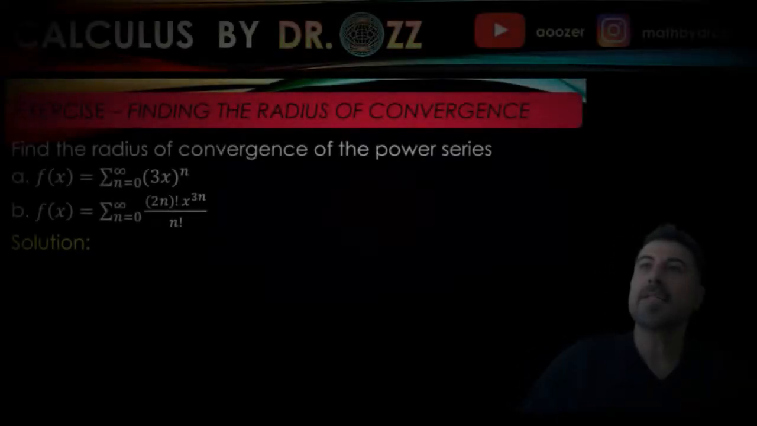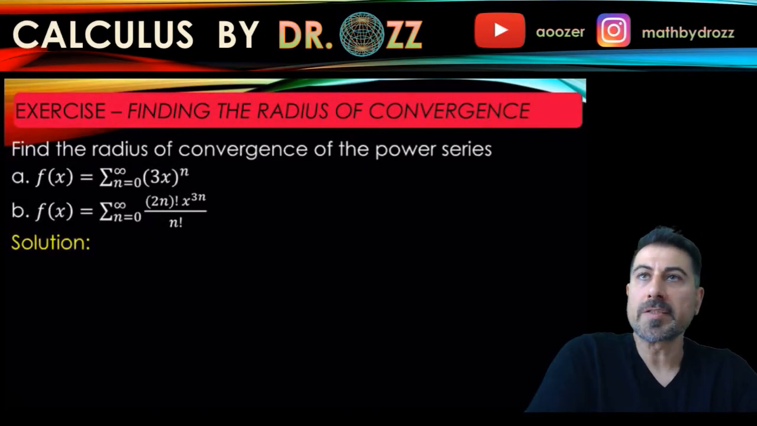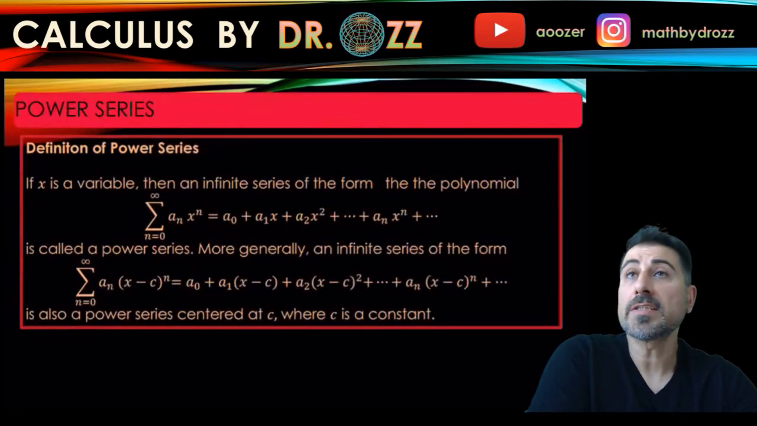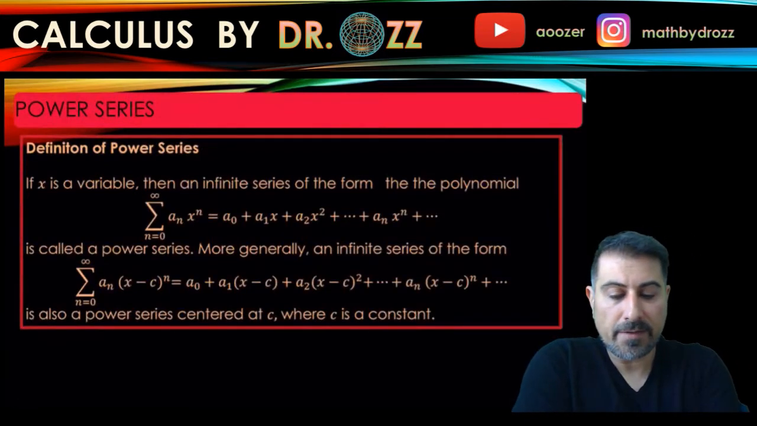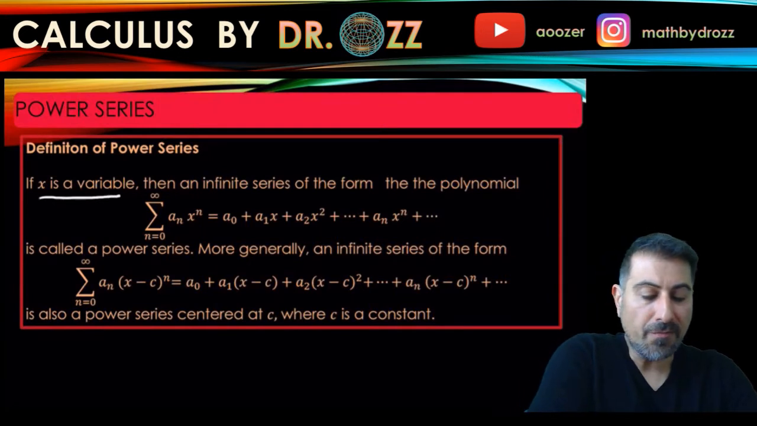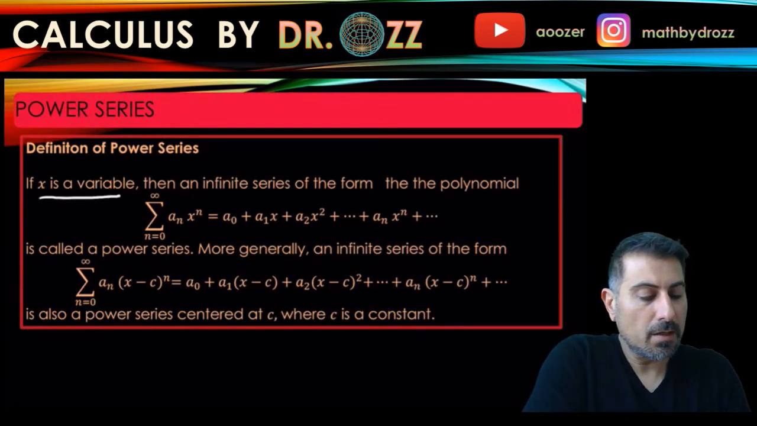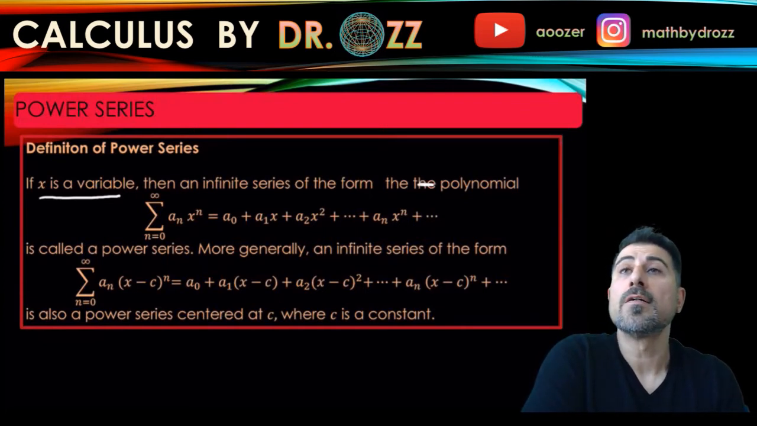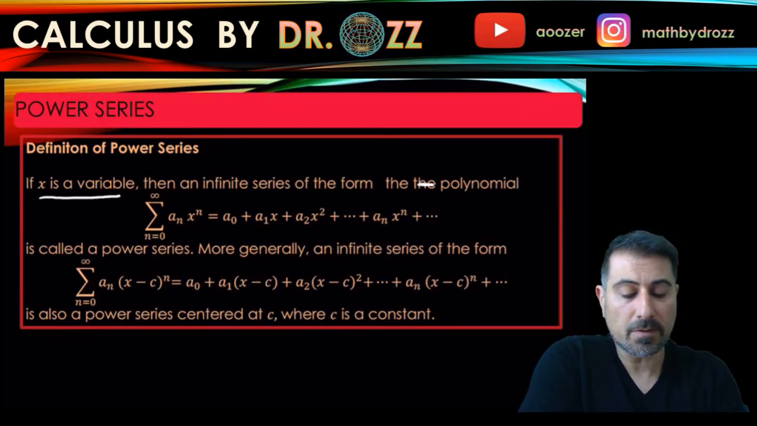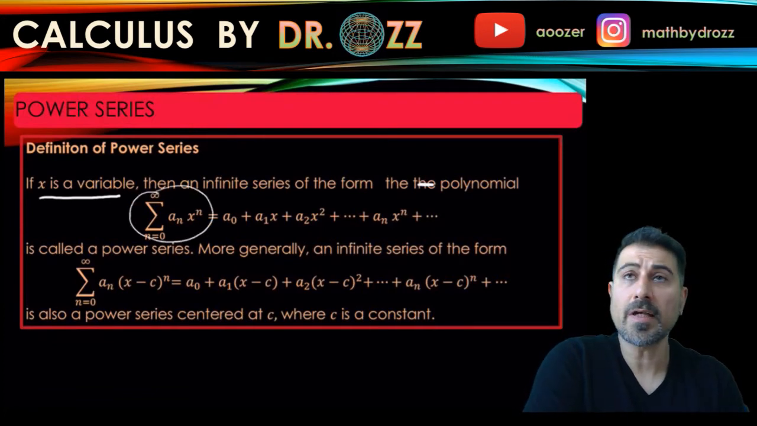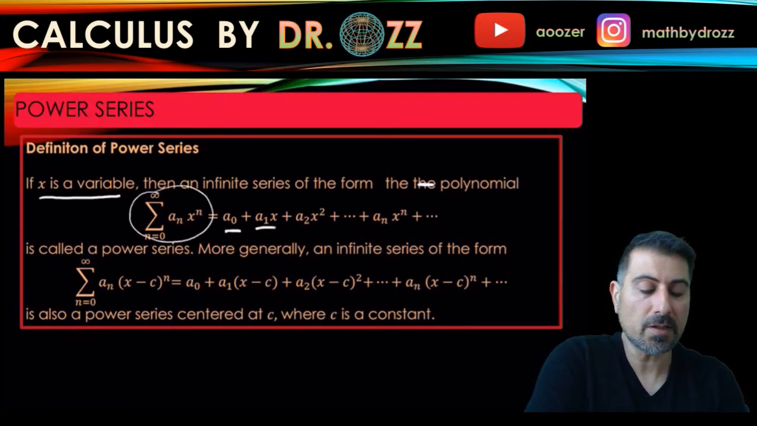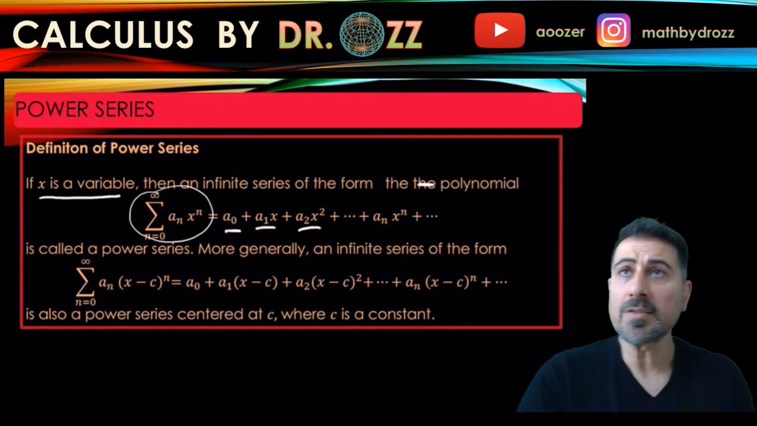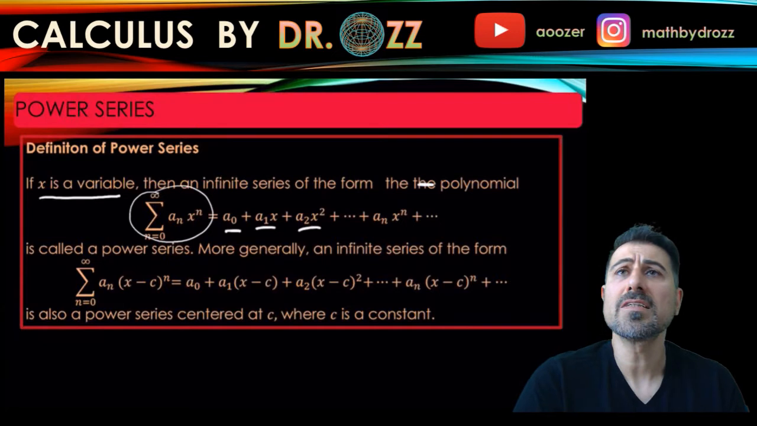This question is asking to find the radius of convergence of the power series, but before we hit the road, why don't we look at the definition of the power series again? If you have x as a variable, an infinite series of the form a sub n times x to the power of n is an infinite sum. If you expand this out, it's a0 plus a1x, a2x squared, anx to the n, and on and on. It's called a power series. You can take it as a function, in fact, a function of x.